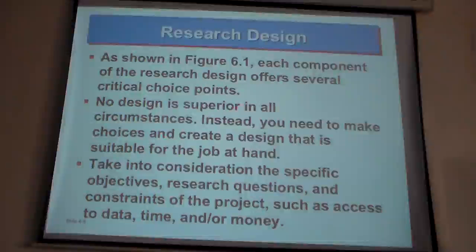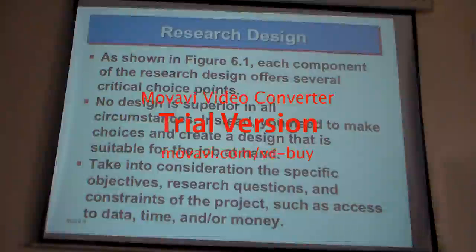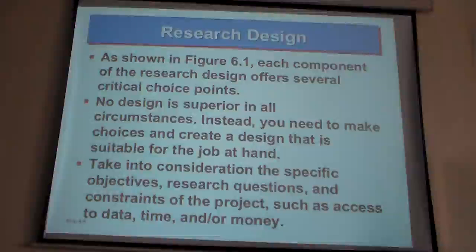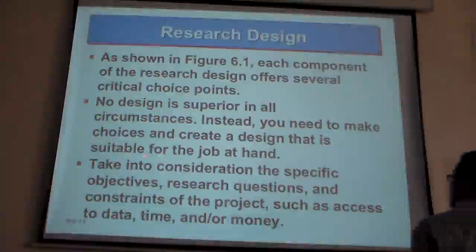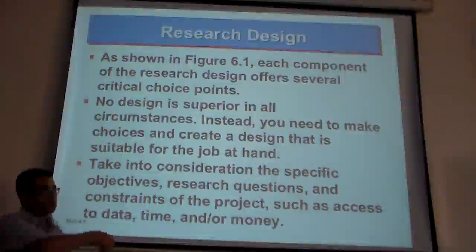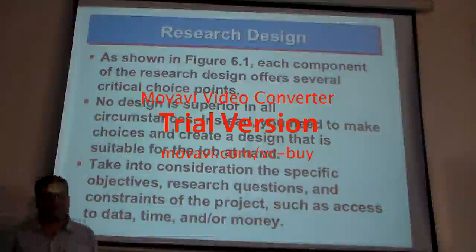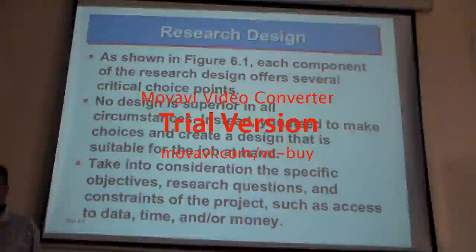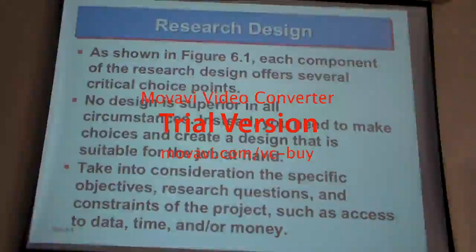So it depends on circumstances, and you need to make choices and create a design that is suitable for the job at hand. It depends on your research, on your job. So choose the best one suitable for your job. Take into consideration the specific objectives. All these things will depend on your objectives, research questions, and constraints of the project. Constraints, this is what we call limitation, the scope. See how all these things are related.